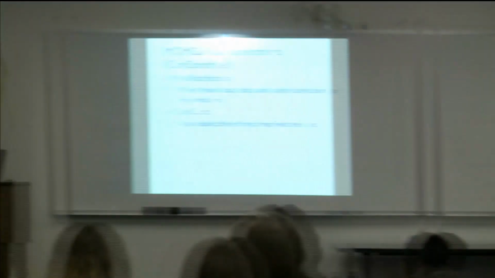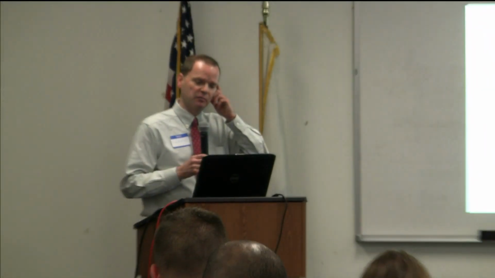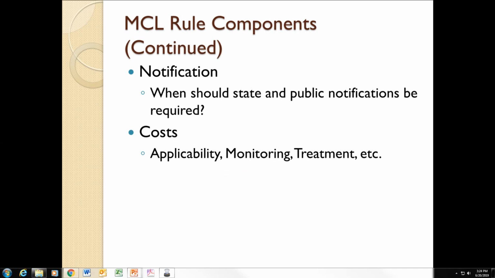So the last slide on this topic was notification and costs. We've touched on costs on and off, but the last piece of a regular rule will be notification triggers. Typically, you've got notifications both to MassDEP and to the public, and they may or may not always be the same triggers. So we're also open to conversations about how much you want a public water system to let the public know, or any other types of intermediary triggers.